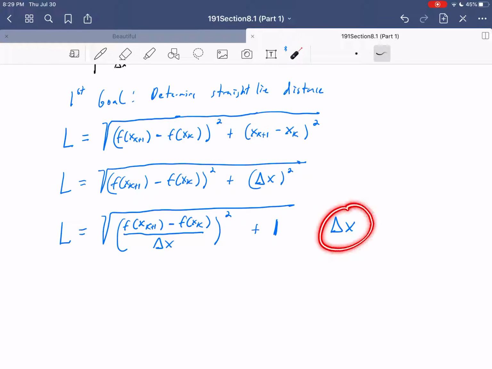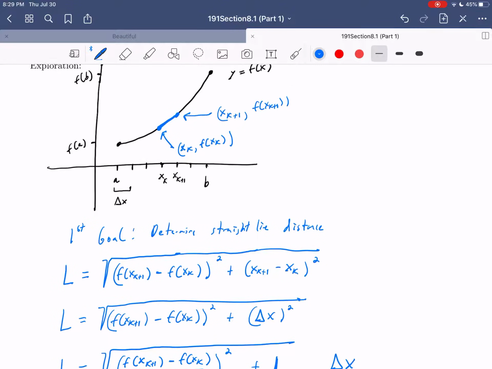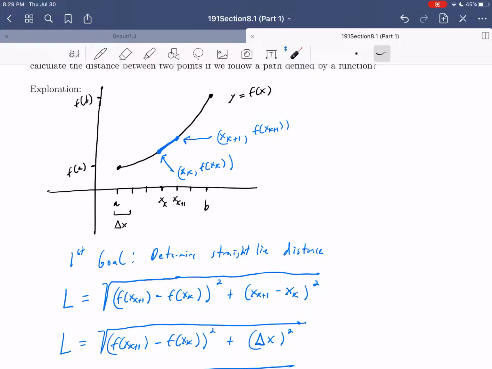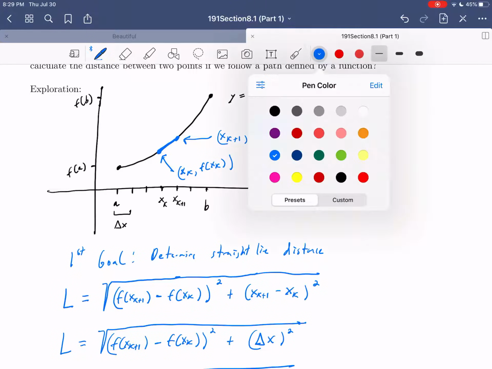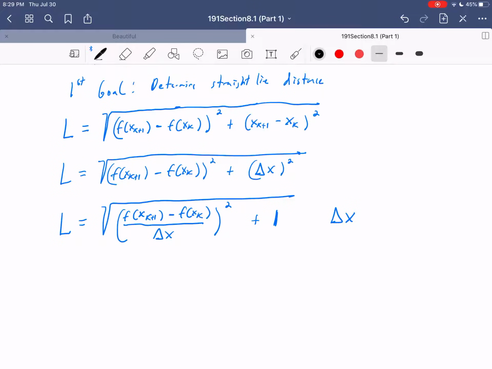Well, it gets this delta x outside, which we know is a standard setup for our next step, which is to build a Riemann sum here. Okay, so the next thing we could say is that since we now understand that straight line distance, the overall length of the curve is going to be approximately the sum of those straight line distances.